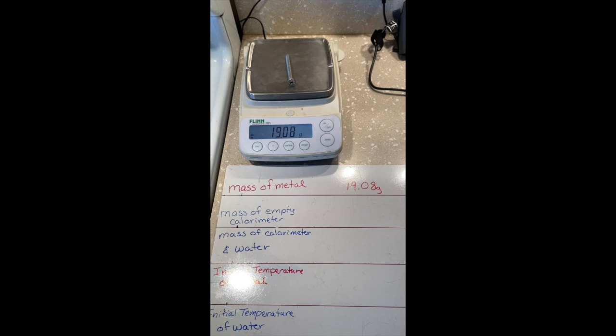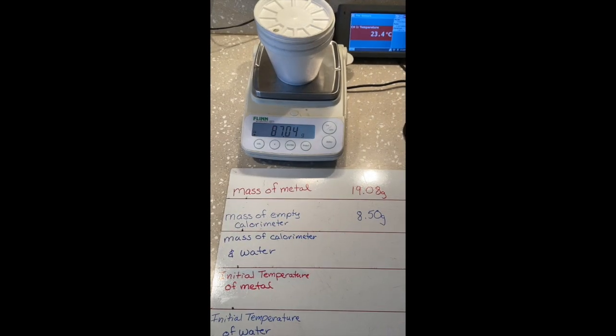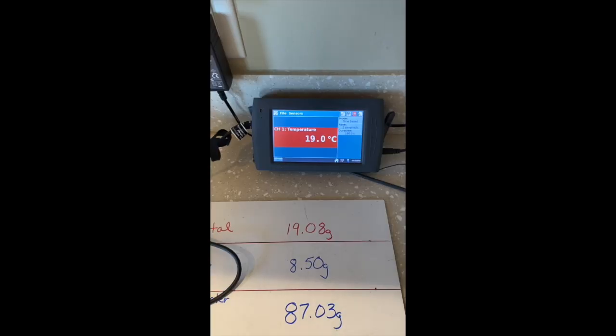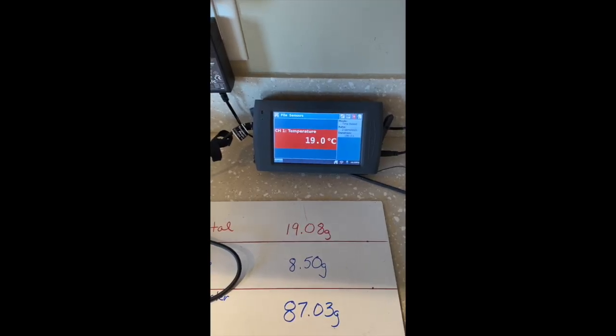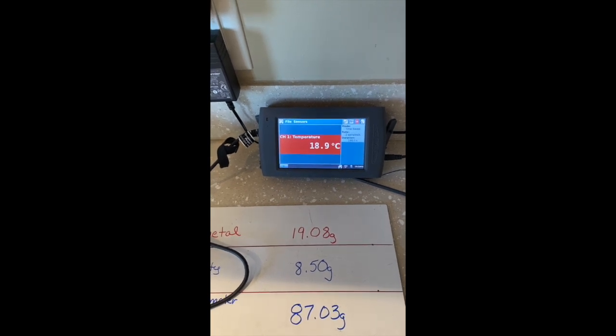We record the mass of our metal sample, the mass of our calorimeter, and then the mass of our calorimeter with water. Then we record the initial temperature of the water. Let's see if it stays still.